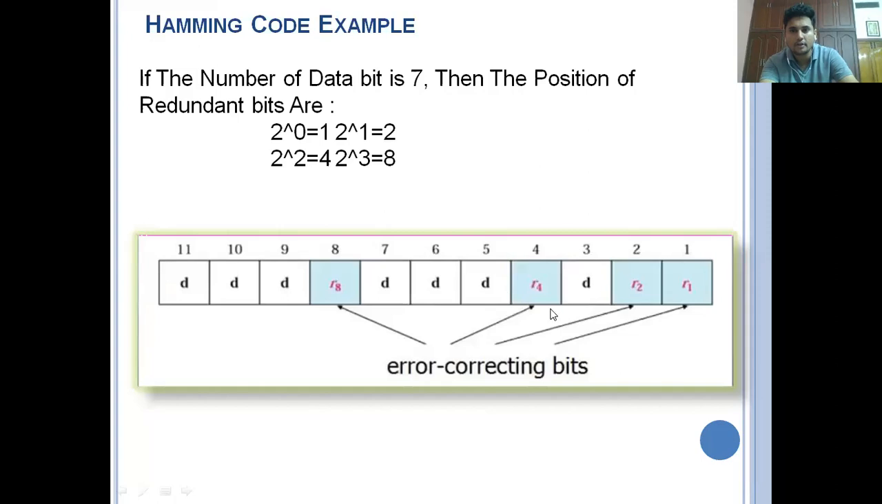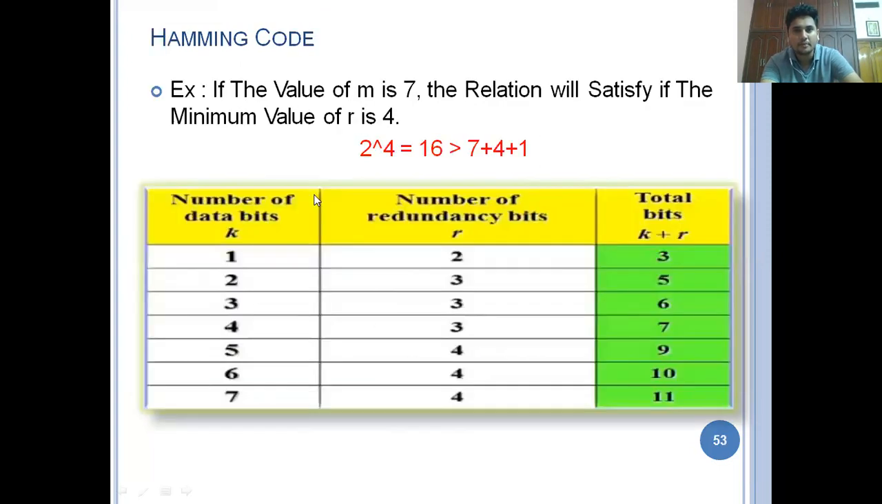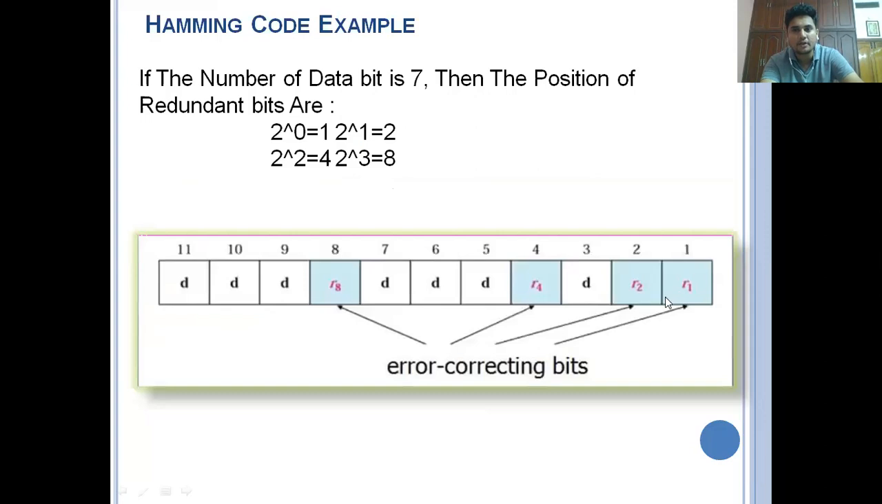So in total, 4 redundancy bits we are adding with the original 7 bits. So 7 plus 4 makes 11 bits. 7 is original data, 4 is redundancy data, duplication of data. Where are we placing the redundancy bits? In the 1, 2, 4, 8 locations. Why? Because by using this scenario, we can place them at 1, 2, 4, 8.